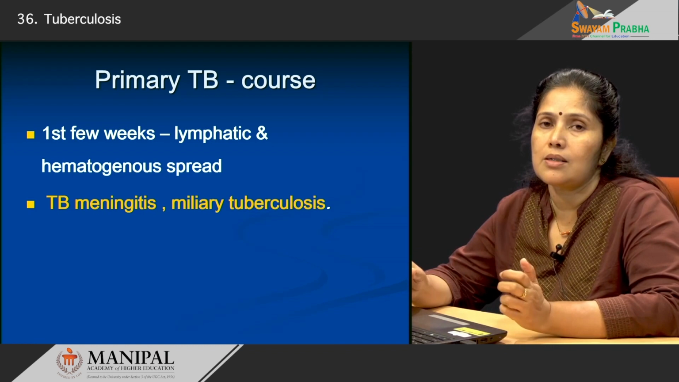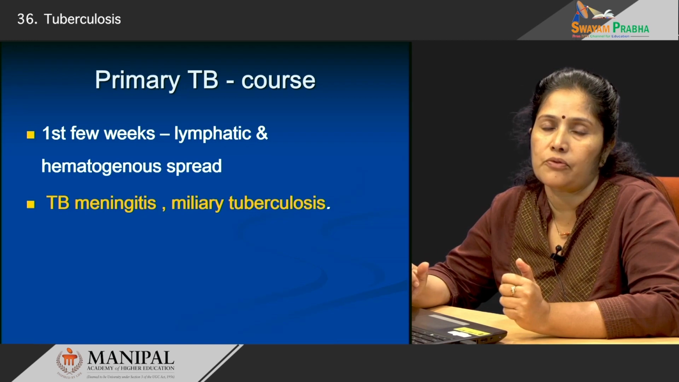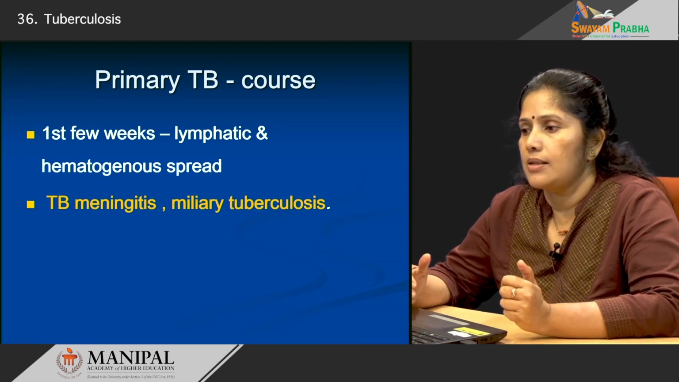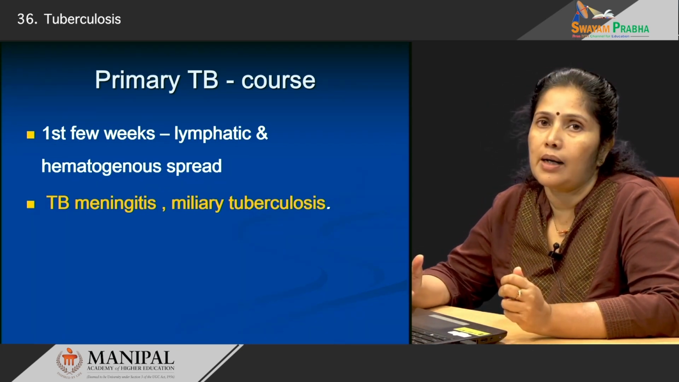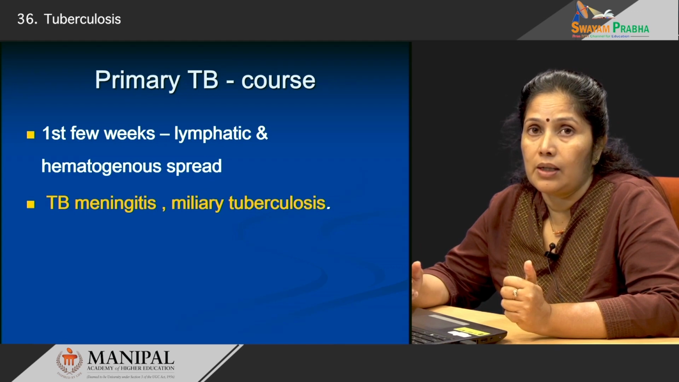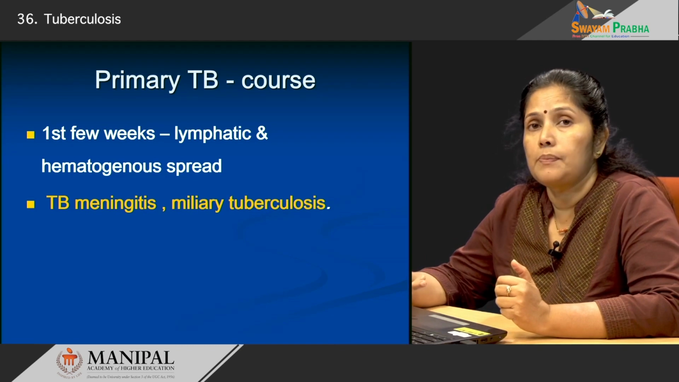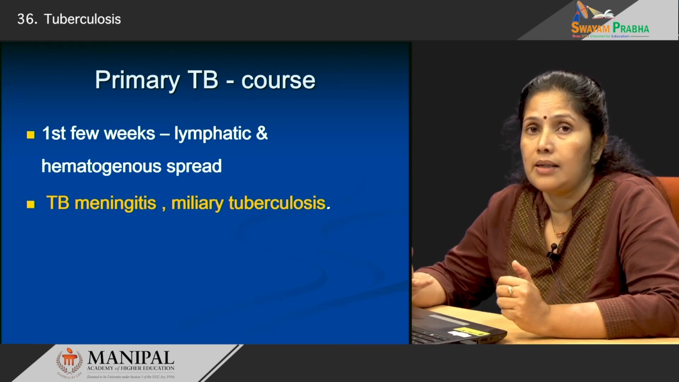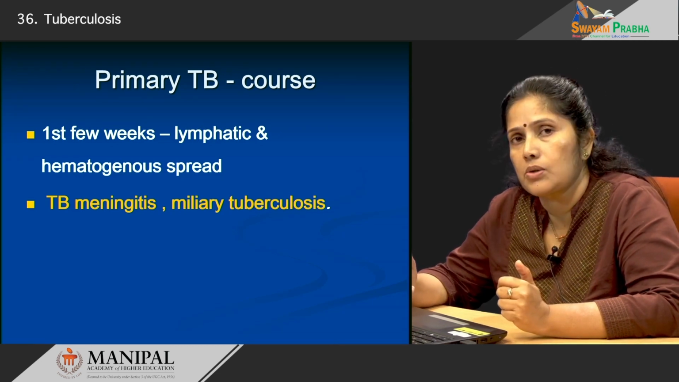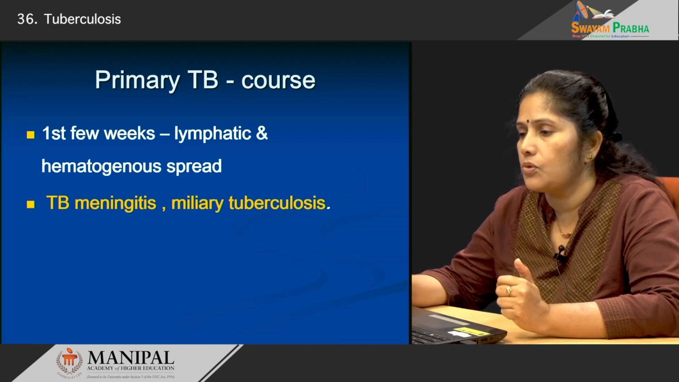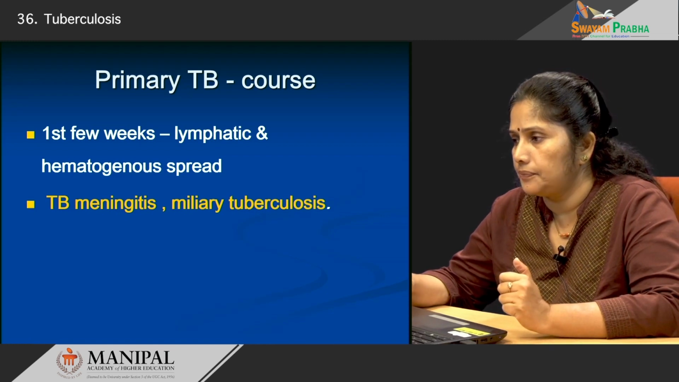In the first few weeks, via the lymphatics and via the blood vessels, the bacilli can spread to different parts of the body. That is known as lymphatic as well as hematogenous spread. And where does it spread? It usually spreads to the meninges, where it is known as tuberculous meningitis, and it can also go to multiple other organs, and then it is known as miliary tuberculosis. In due course we will see what miliary tuberculosis means. It is another form of tuberculosis, but can also occur as a complication of primary tuberculosis.